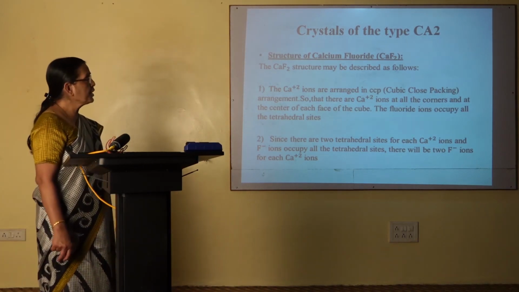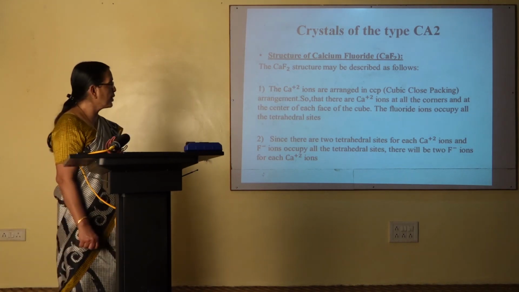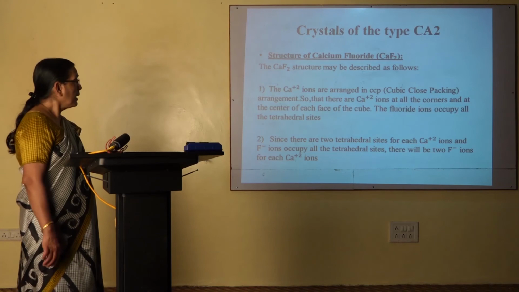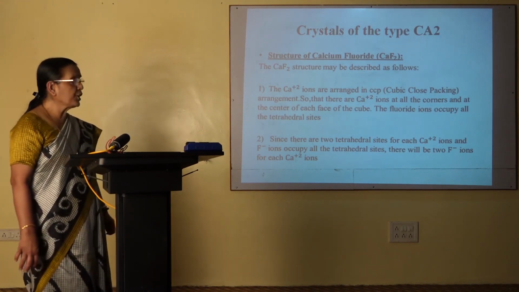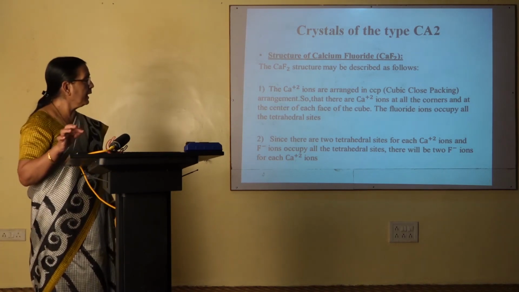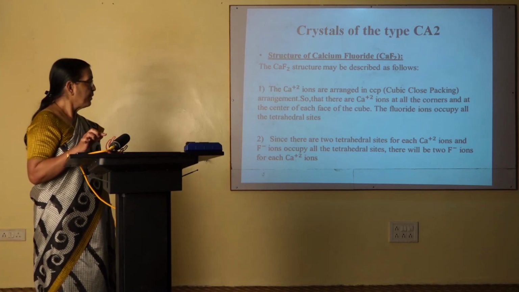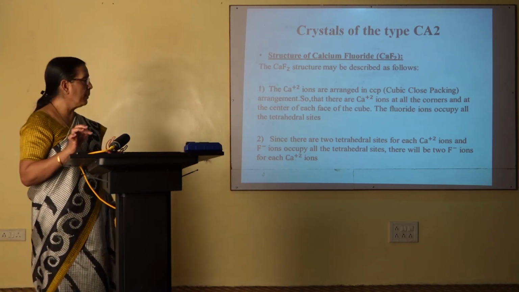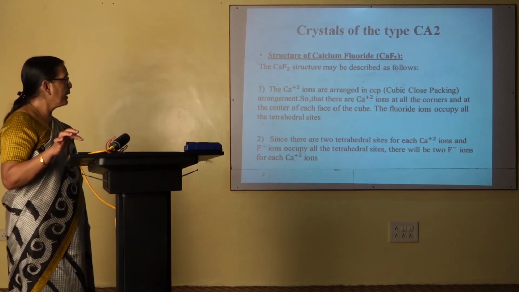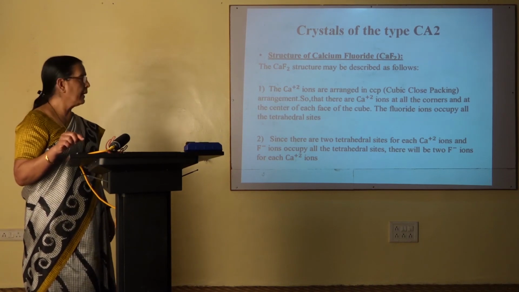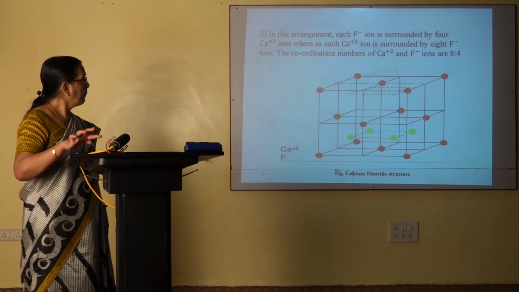Next, second type, the crystals of the type CaF2. An example is the structure of calcium fluoride. The salient features of that crystal are given below. The calcium ions are arranged in CCP, that is cubic close packing arrangement, so that there are calcium ions at all the corners and at the center of each face of the cube. The fluoride ions occupy all the tetrahedral sites, as seen in the figure.